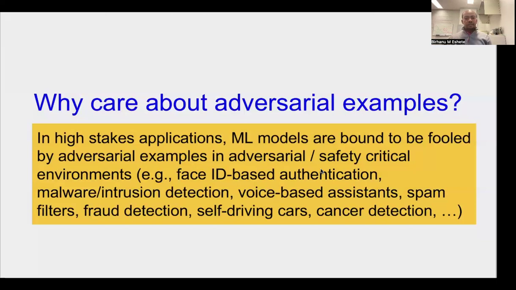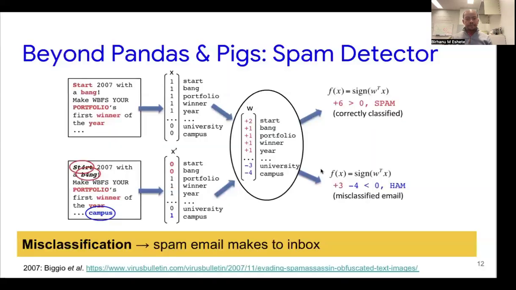Okay, so I'm hoping that by now you're convinced that this is way more than the funny examples that I showed you earlier. To expand on the serious side of the implications of adversarial examples, I'll give you some representative examples of the possibilities of what adversarial examples can do. For example, going beyond pandas and pigs, right?